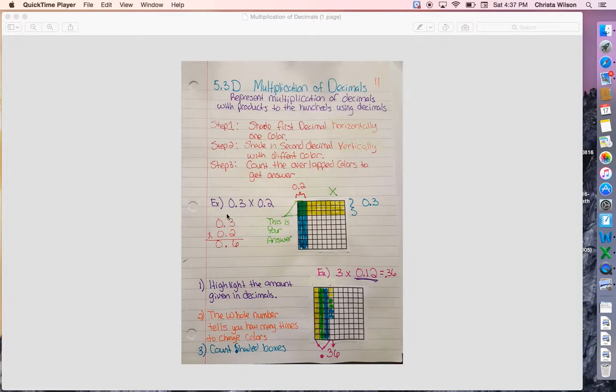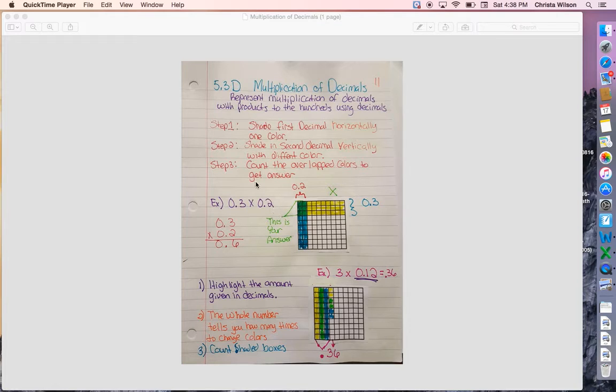This is 3/10 multiplied by 2/10. And the first step is to shade the first decimal horizontally one color. So as you can see in this example, we have 3/10. So I've shaded in yellow 3/10, which is 3 of the longs here. Then the next step is to shade the second decimal vertically with a different color. Okay, and this is 2/10, so I've used blue here. And I've shaded 2 of these longs, which represent 2/10 here.